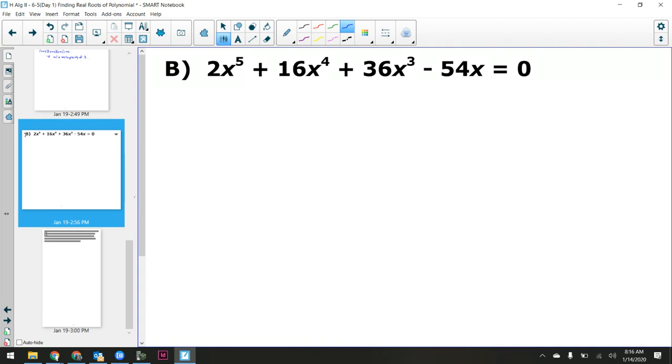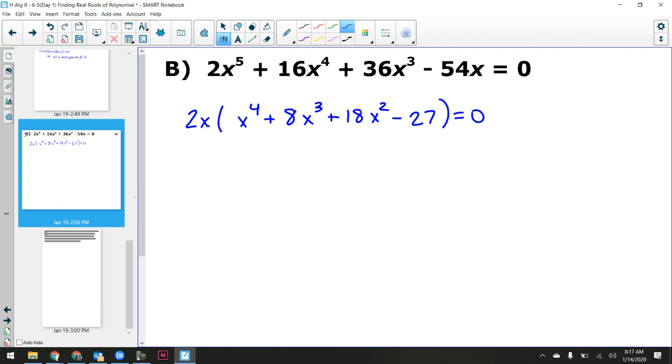Again, the first thing that you should always try to do is factor it down, right? Because what happens when there's a GCF, a 2x, leaving us with an x to the 4th plus 8x to the 3rd plus, what's 36 divided by 2? 18x squared minus 27. You could try to factor by grouping, but spoiler alert, it doesn't work.